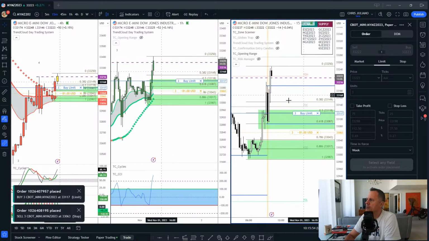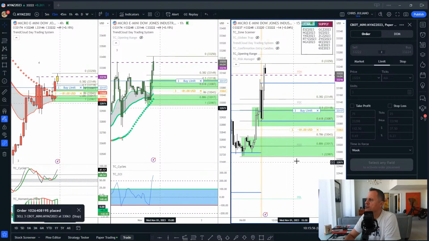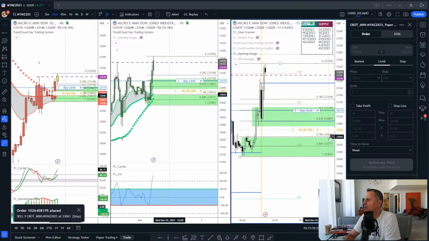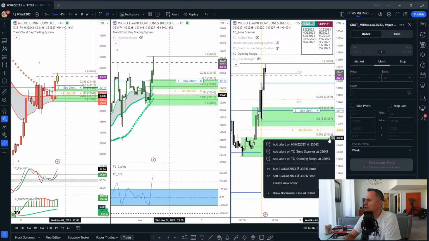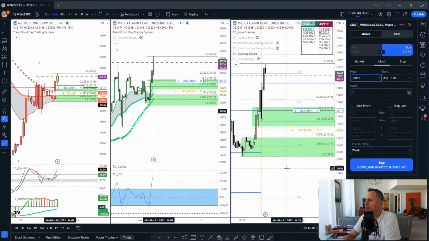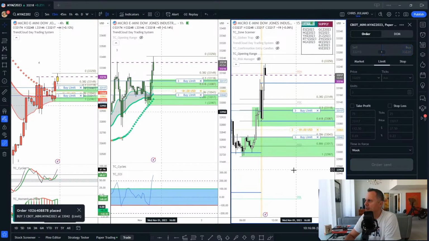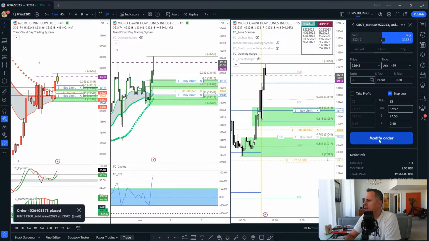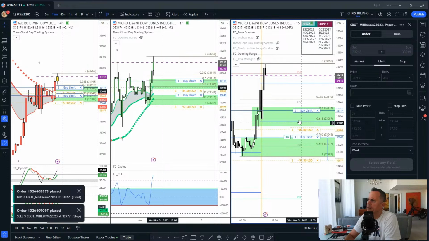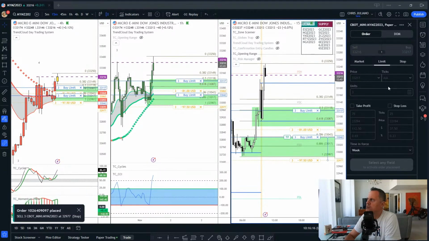Right, the Dow, the micro Dow, much cheaper. If you want to take both zones on a small account, I would focus on the Dow. Look at this, guys. This is a much better situation to take both zones.